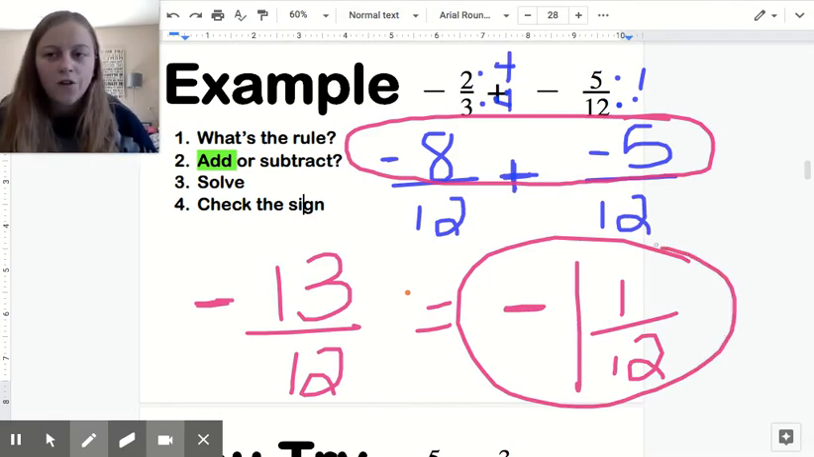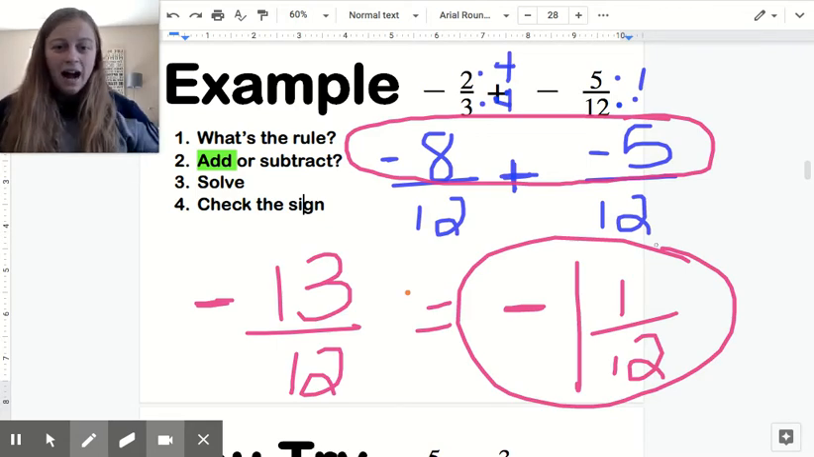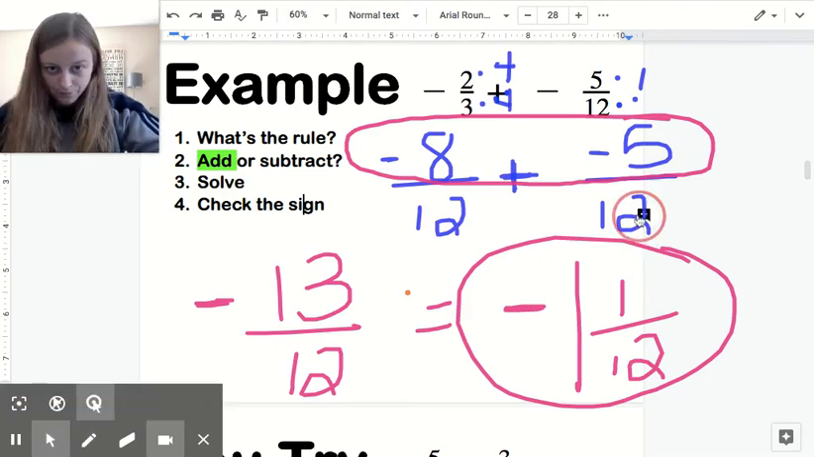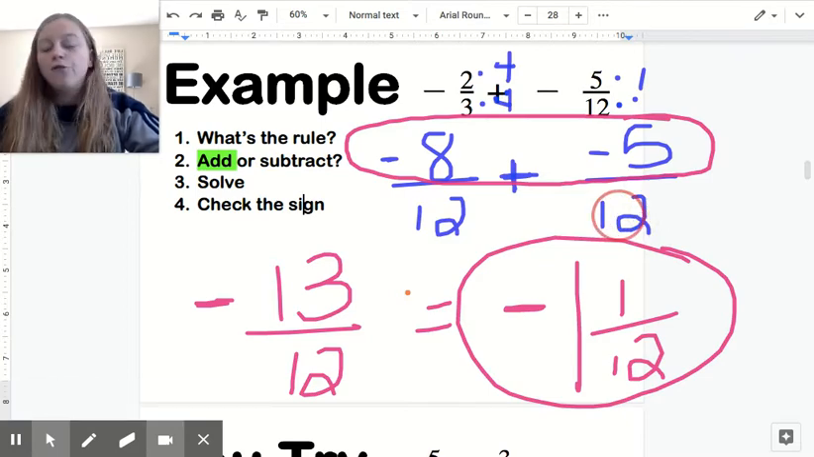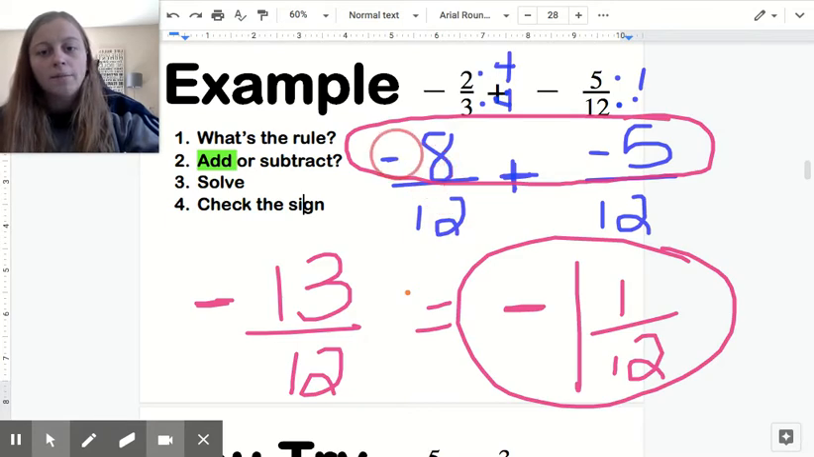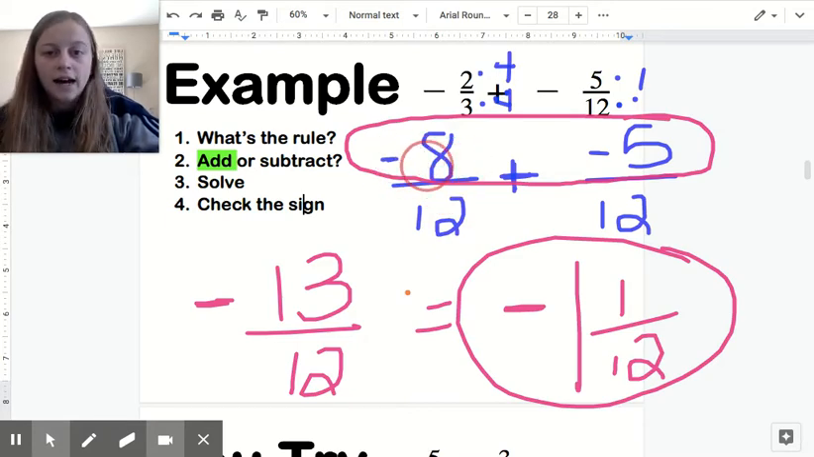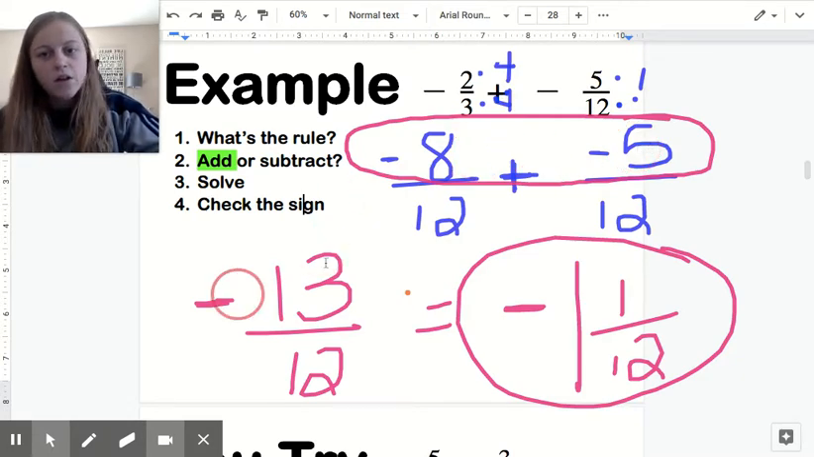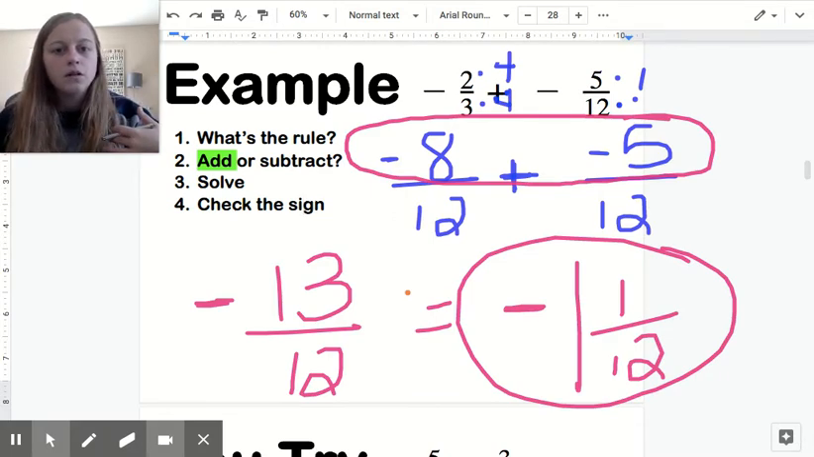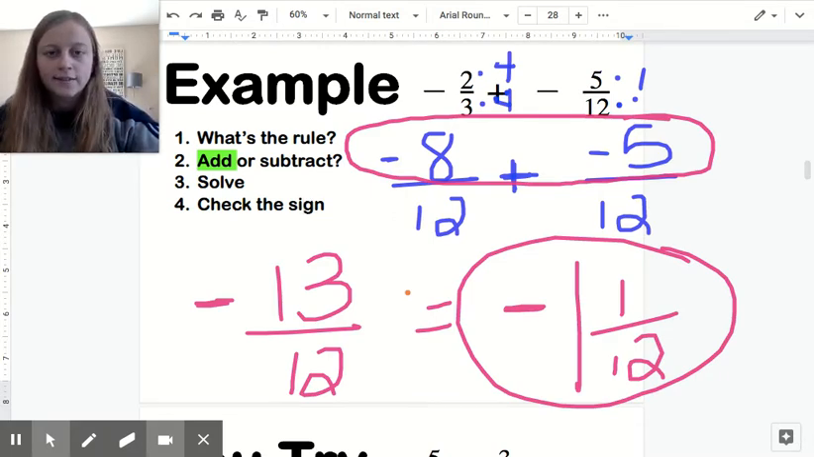What I like to do with fractions, if there's any type of adding or subtracting, I really like to get myself that common denominator before I do anything else. Then I can look at my numerators for my signs. So here I have the same signs, so I added and I kept the negative. So I think that's a great way to deal with fractions, adding and subtracting them.